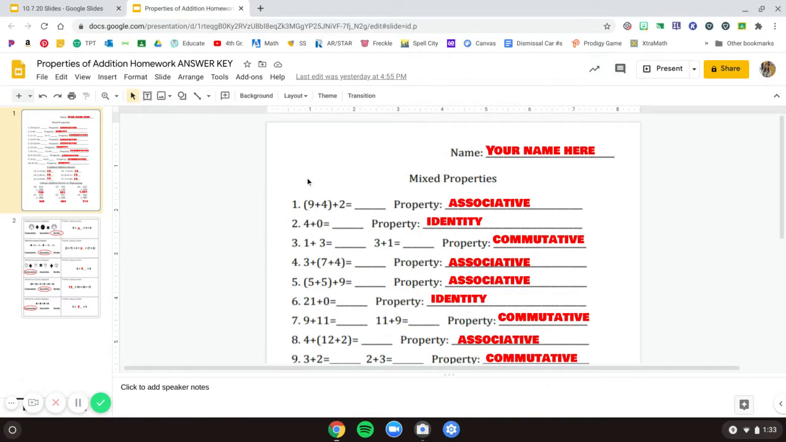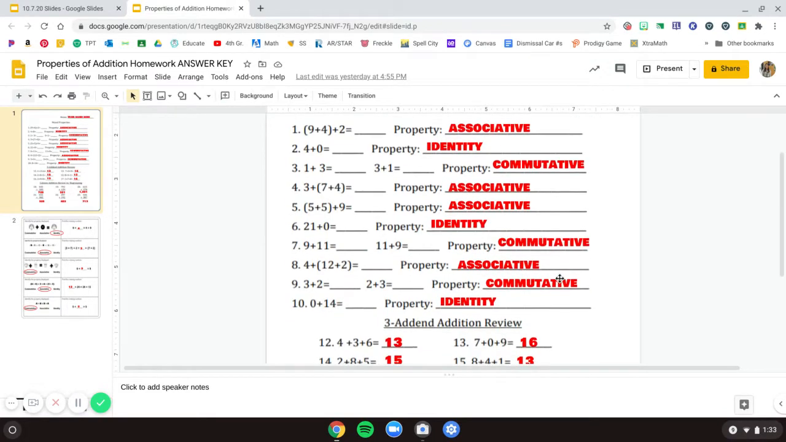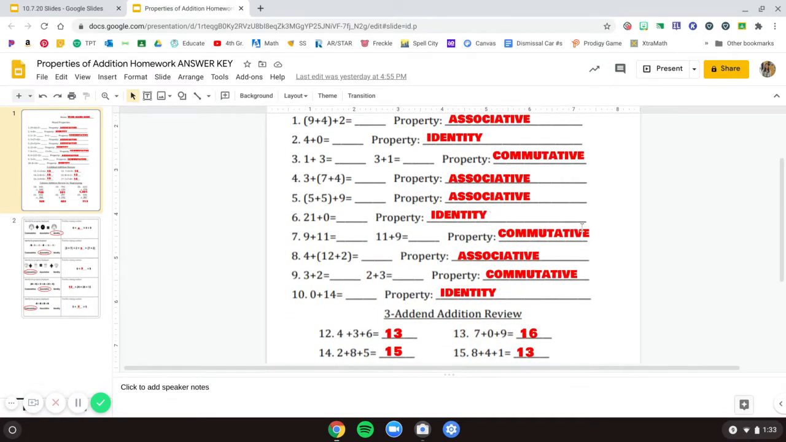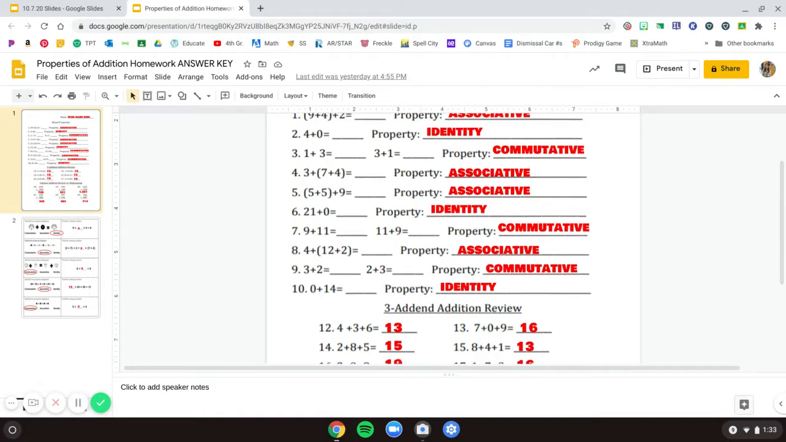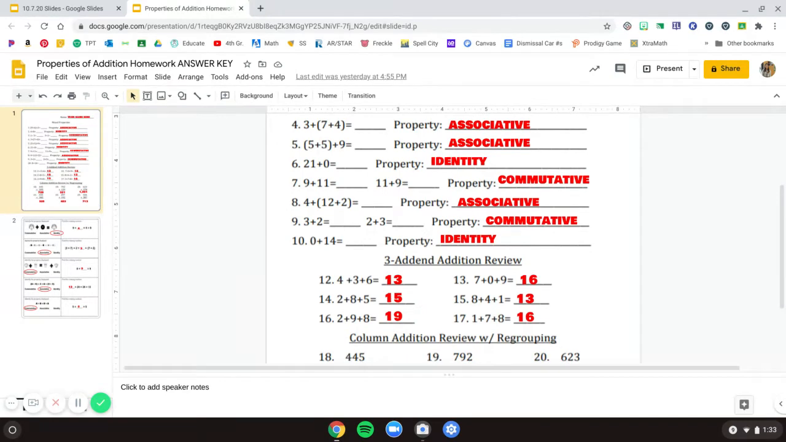All right. Number 1 was the associative property. Number 2 was identity. 3 is commutative. 4 and 5 are both associative. Those parentheses there kind of give it away for us. 6 is identity. 7 is commutative. 8 is associative. 9 is commutative. And 10 was identity.